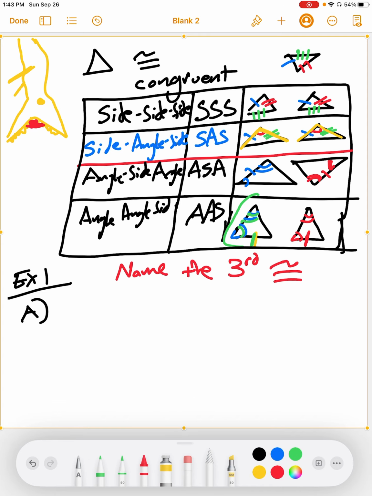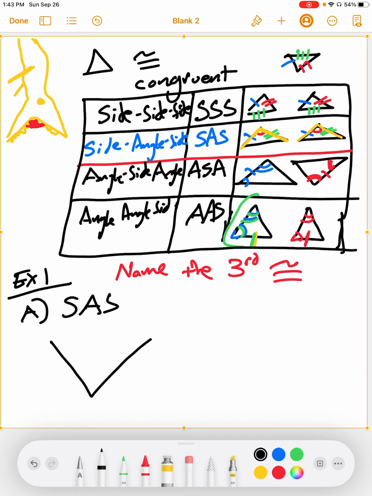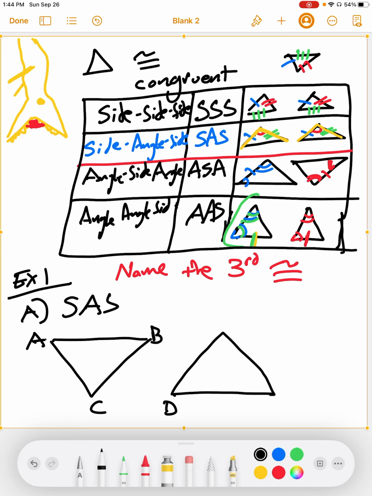Okay, so let's say they wanted side, angle, side. Okay, so I'm going to draw them upside down. Okay, and we'll call it A, B, C, and D, E, F. Okay, so side, angle, side.